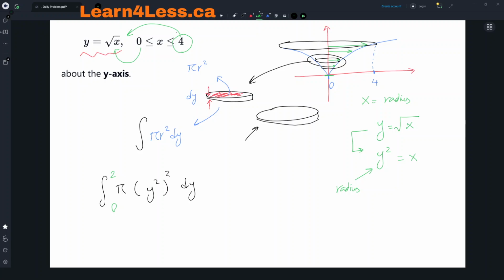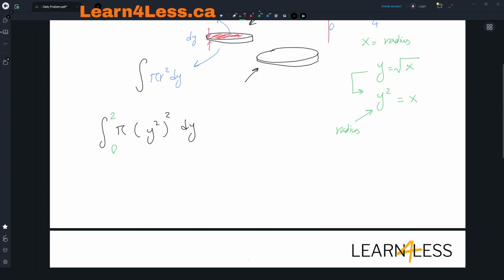So we have this integral, which gives us the volume of this shape. Let's evaluate that. Instead of y squared squared, we simply write pi y to the power of 4 dy. Pi is a constant, so it stays there. We take the integral of y to the power of 4, which is a simple power rule, so it would be y to the power of 5 over 5. This is a definite integral, so we don't need to add the plus c, and we just put the upper bound and the lower bound, 0 to 2.